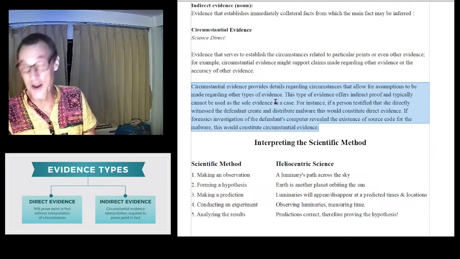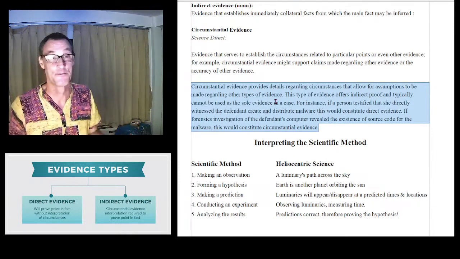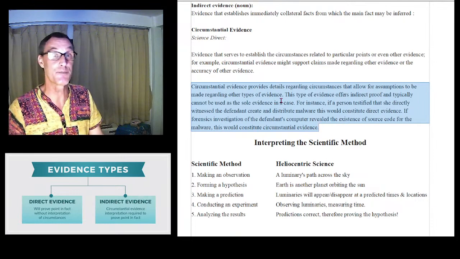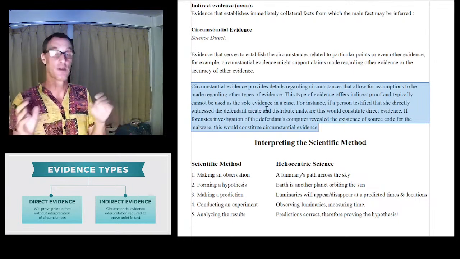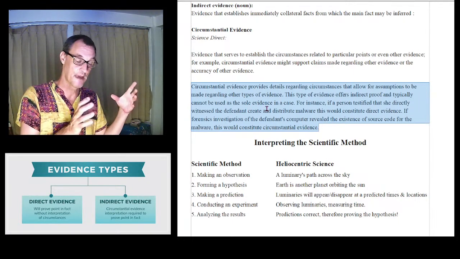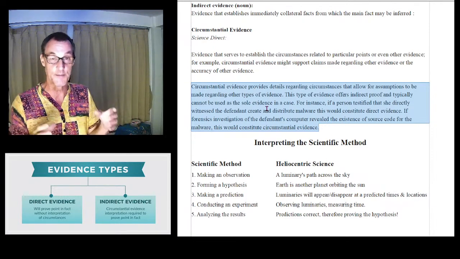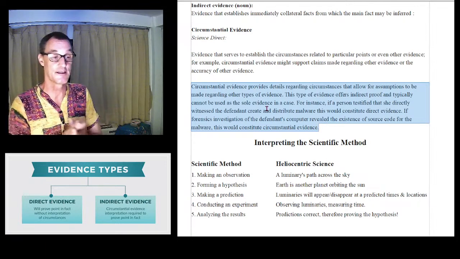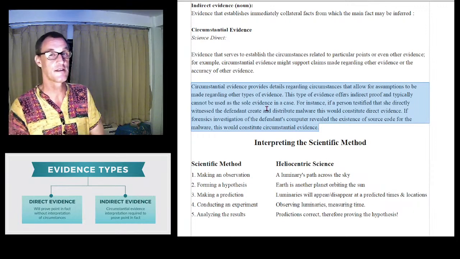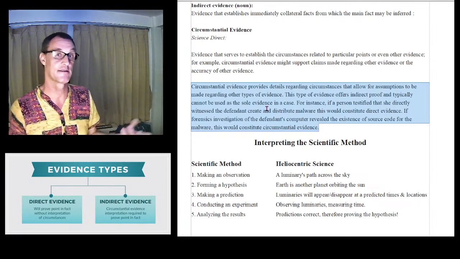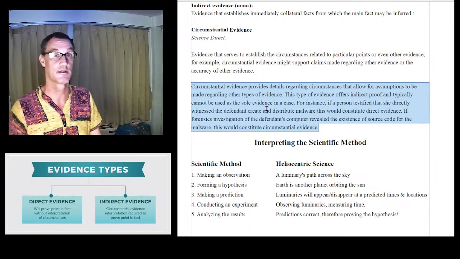Okay, so it's very much storytelling, extreme storytelling here. This type of evidence offers indirect proof and typically cannot be used as the sole evidence in a case. So again, we're talking about having evidence that should correlate, should always be the same, especially if we're talking about something scientific. Those results have to be consistent. Not consistent with a theory, but consistent with each other to corroborate as circumstantial evidence.